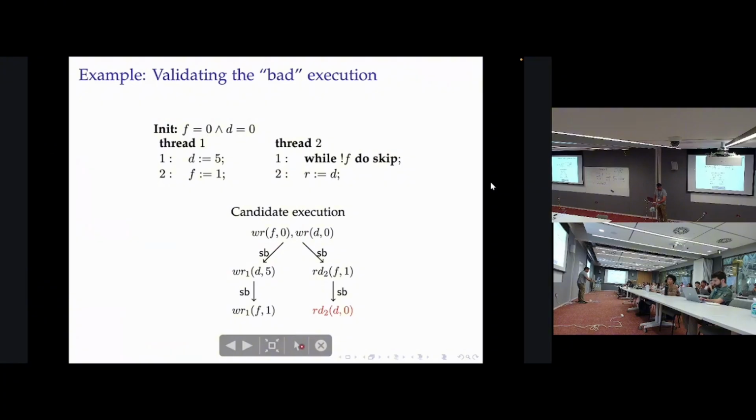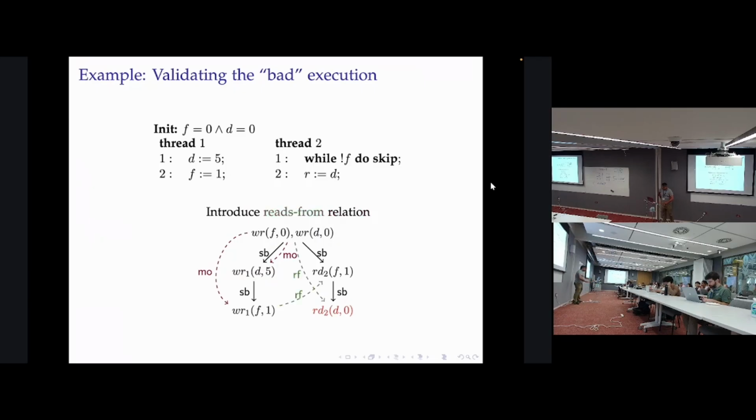So let's see if this execution is valid. What I'm first going to do is find a modification order. This is ordering the writes in the system. It orders this write up here with the initial write and with the write that occurs in this thread. This edge is ordering this initial write to D with this write that occurs here. Okay, that's the modification order.